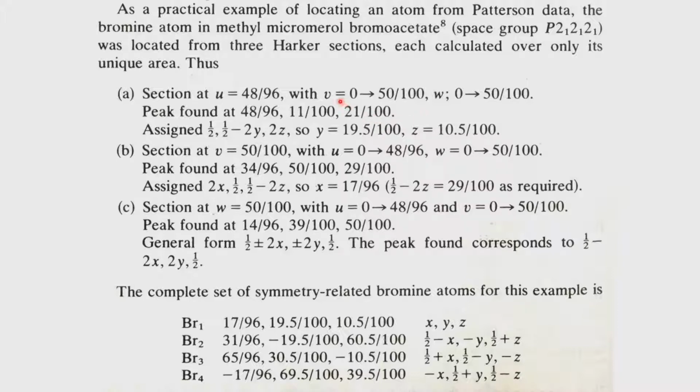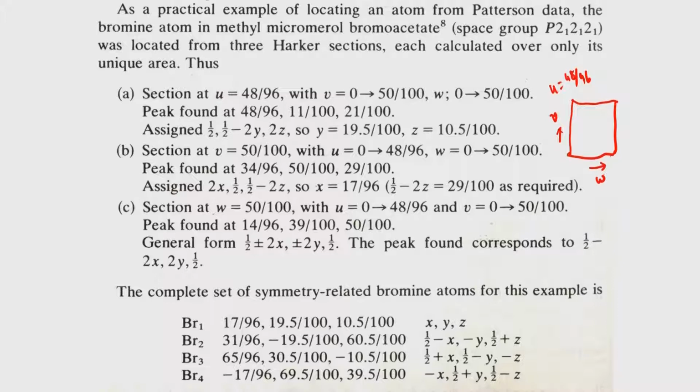I think I should illustrate that with a small diagram. How do we do this? You have a Patterson section, so you take u equals half. So this is now u equals 48 by 96. We have chopped off at u equals 48 by 96. So this is the origin here. You now go from, let us say this is the v direction, and this is the w direction. So you mark this as 0, 0.